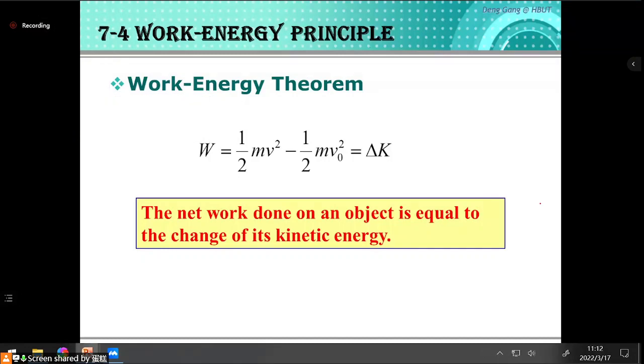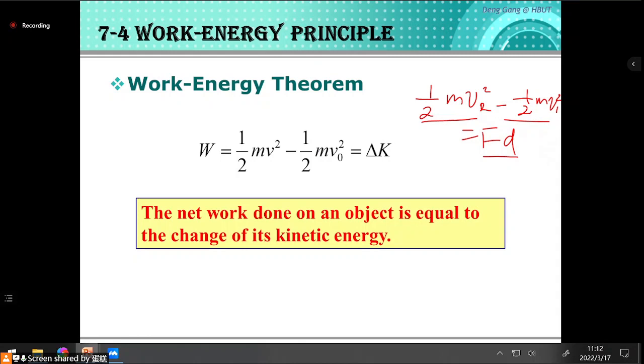At the beginning of this chapter, if you remember, we have this equation: half mv2 square minus half mv1 square is equal to Fd. So Fd is the work. So this is the change of its kinetic energy. That means that the net work done on an object is equal to the change of its kinetic energy.